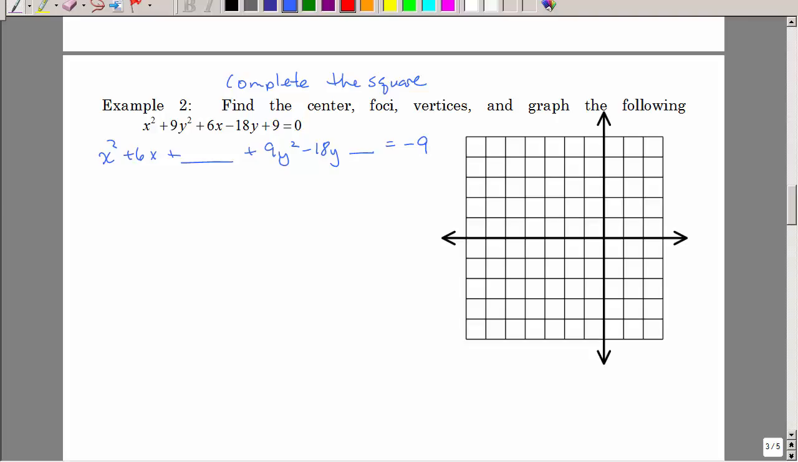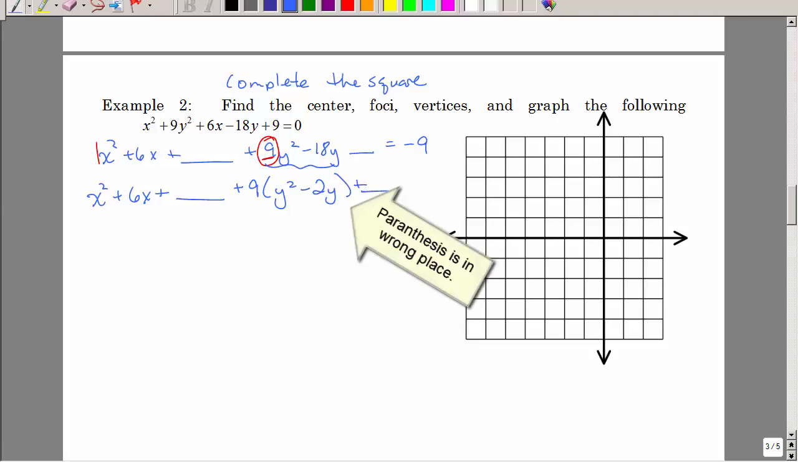Now, in order to complete the square, the coefficient of our squared term has to be 1. That one's not. So what can we do with that one? We can factor out whatever number that is. So it's a positive 9. So I'm going to factor out a 9 out of those two values. That leaves me -2y.